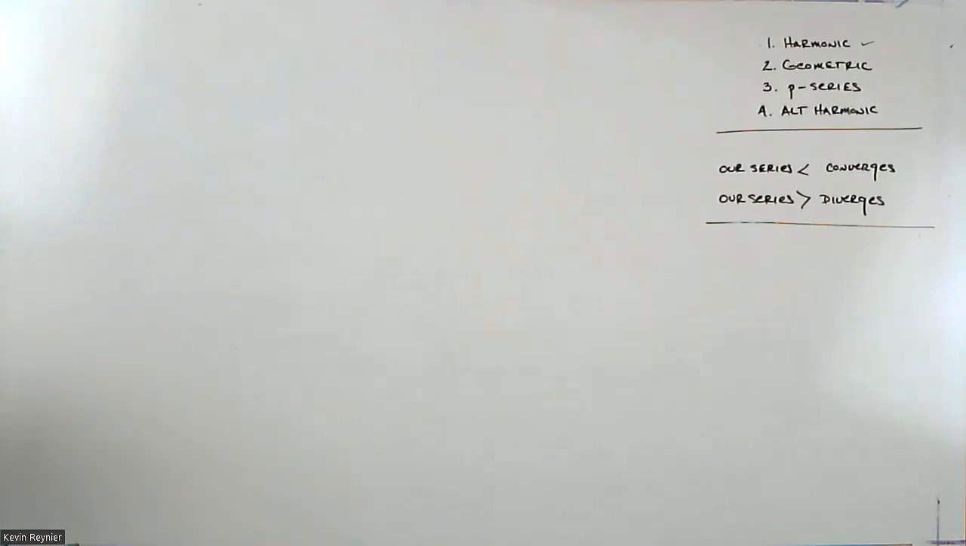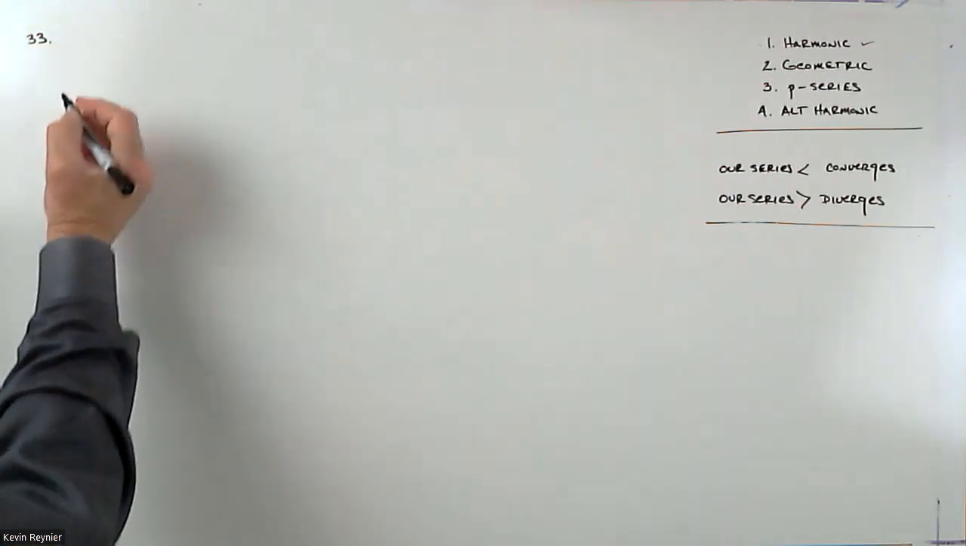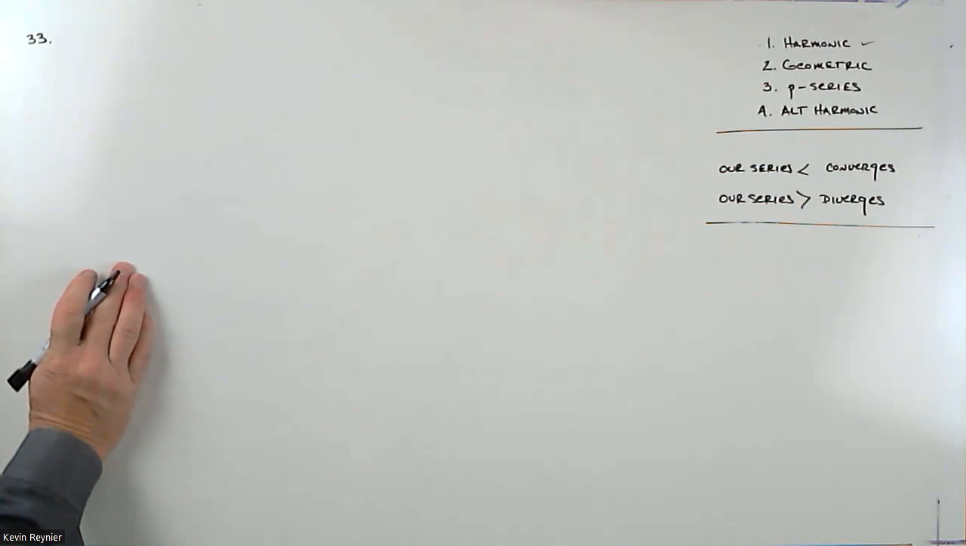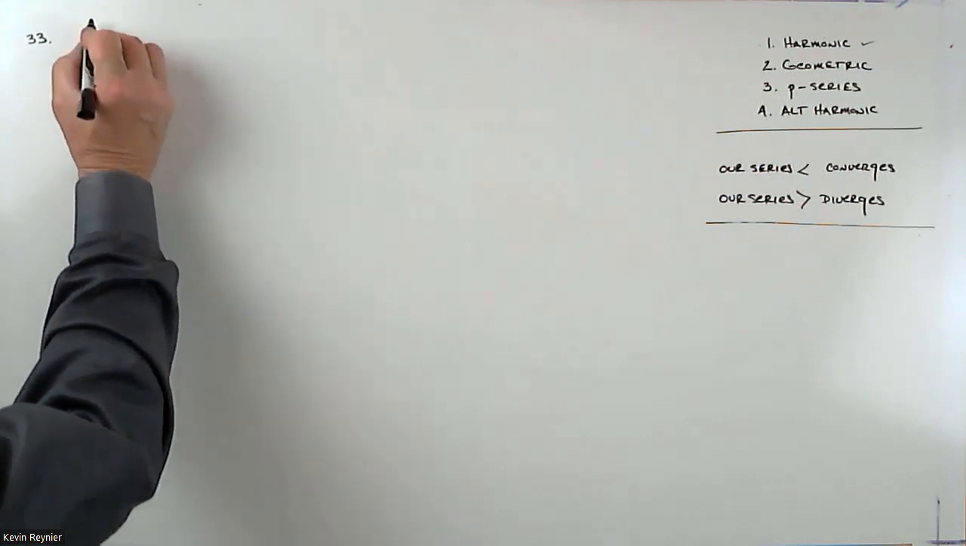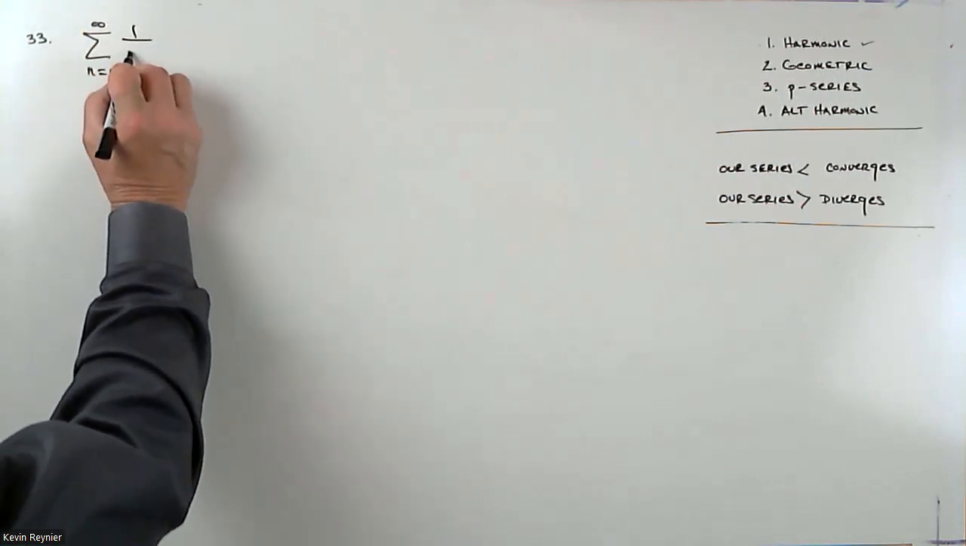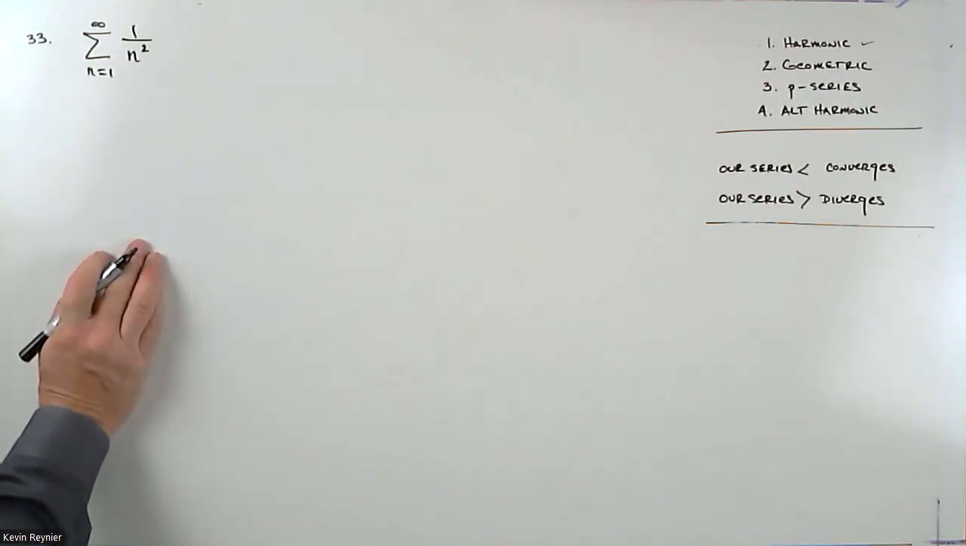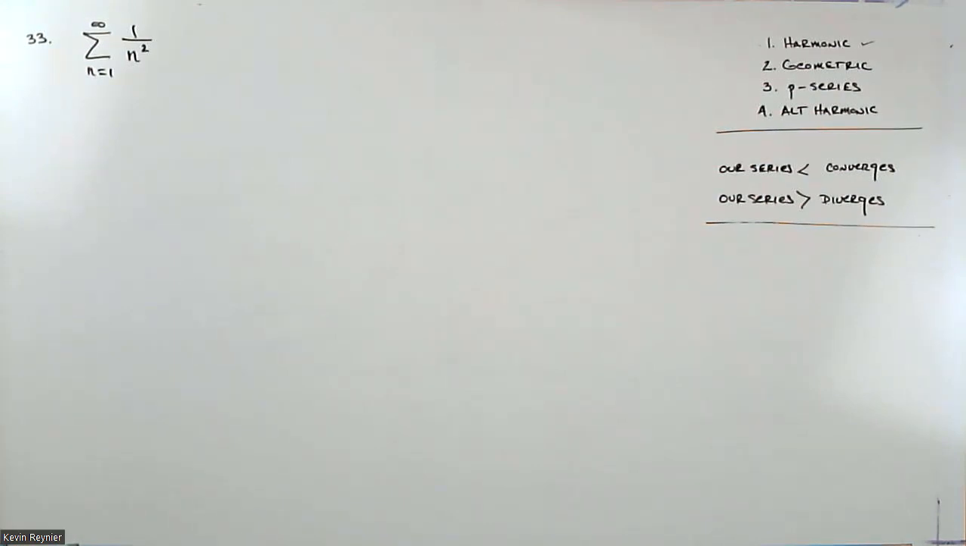Okay, so let's take a swing at 33. Now, to do 33, it says use the sum of the first 10 terms to estimate the sum of the series. And so the series we're working with here is n equals 1 to infinity of 1 over n squared, which we know is a convergent P series, because P is 2, which is bigger than 1. So this is a convergent P series.